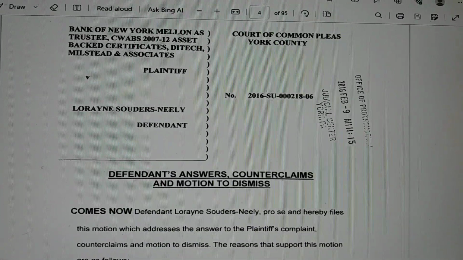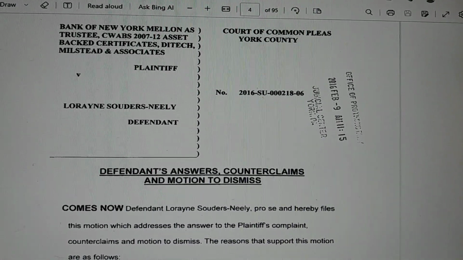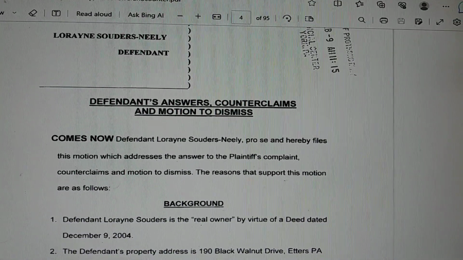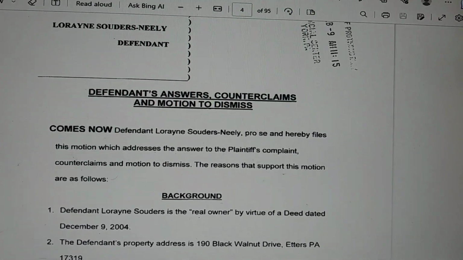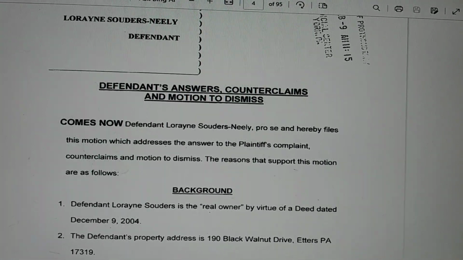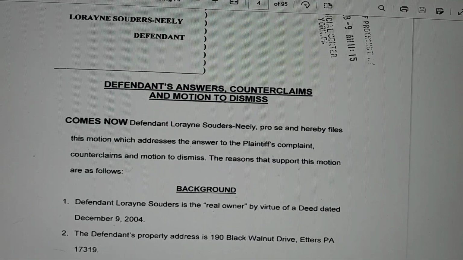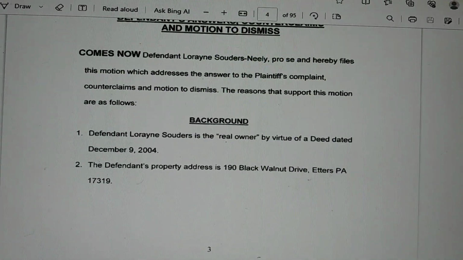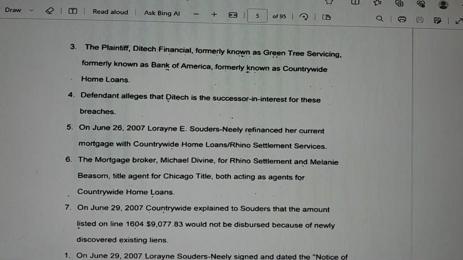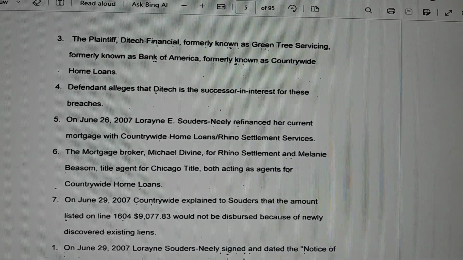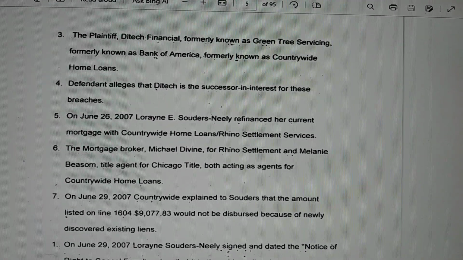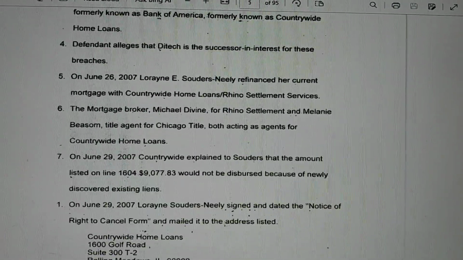Okay, here we go. Now, this is the first page. After the caption, you want to put "comes now," your name, filing pro se, and hereby files this motion which addresses the answer to plaintiff's complaint. Now, put a little background in here. Plaintiff Ditech, formerly known as Green Tree Servicing, formerly known as Bank of America, formerly known as Countrywide Home Loans, etc., etc.